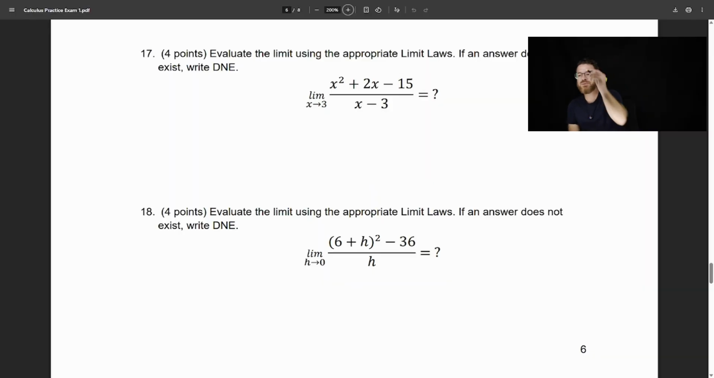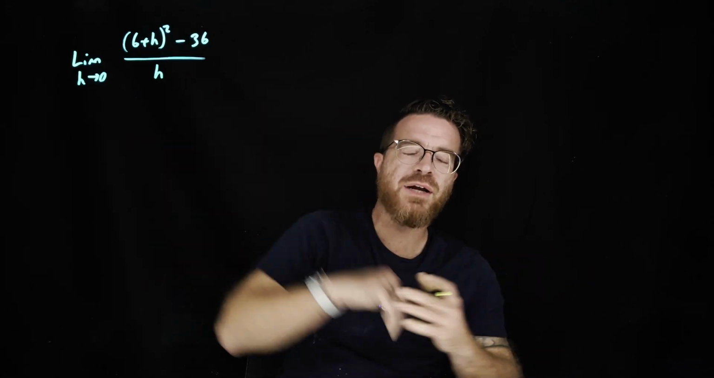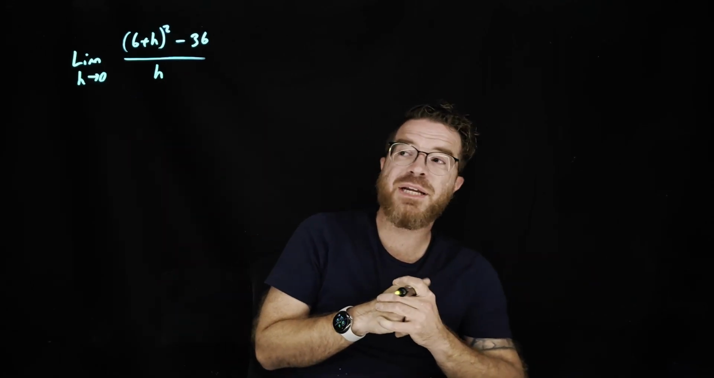For our next problem, we're doing the same sort of thing. This one, we're taking the limit as h goes to 0 of (6 plus h) squared minus 36, divided by h. Now, of course, whenever I evaluate, if I plugged in, I'm going to get a 0 in the denominator.